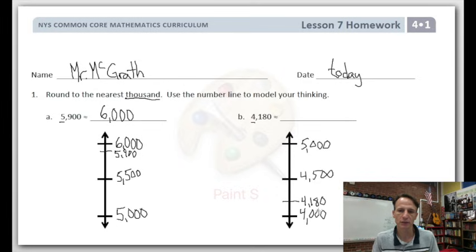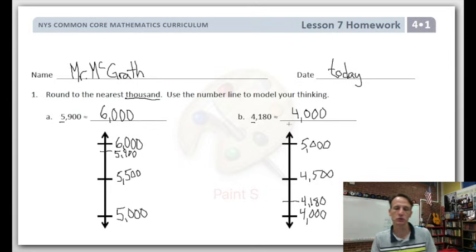4,180 would come about here. See, 4,0, 4,1, 4,2, 3, 4, 5. You see how this works? Just like counting. So to the nearest thousand, what thousand is it nearest? It's nearest to 4,000. Okay, you got the hang of it.